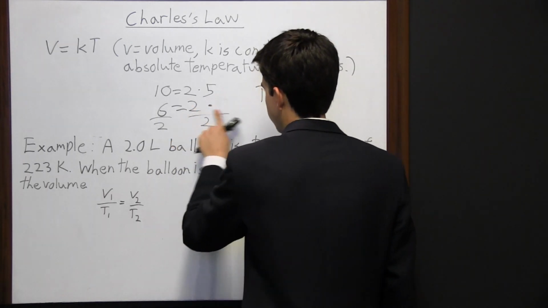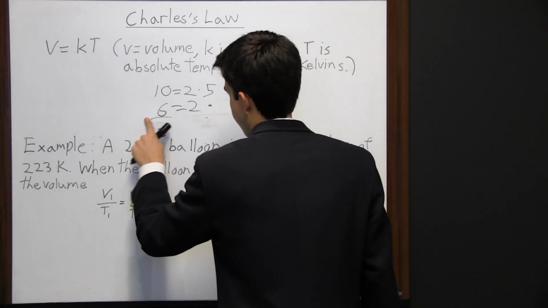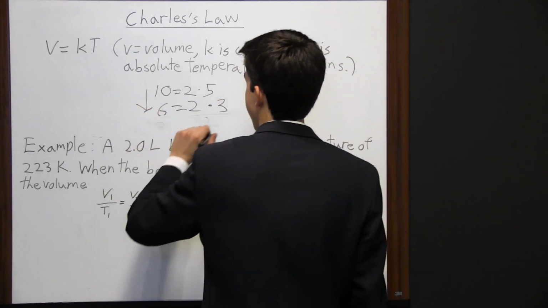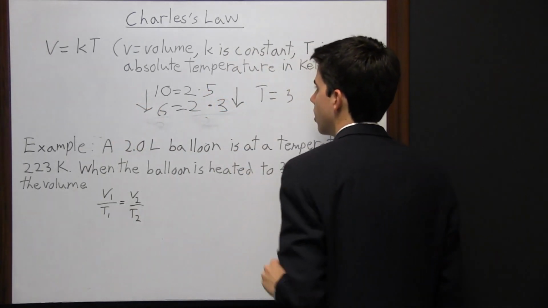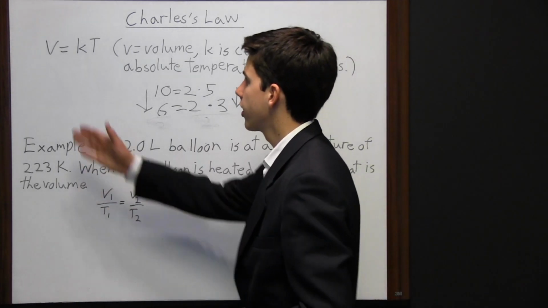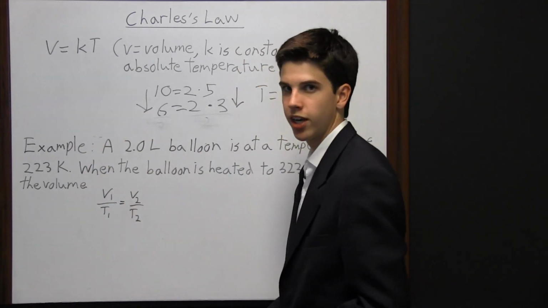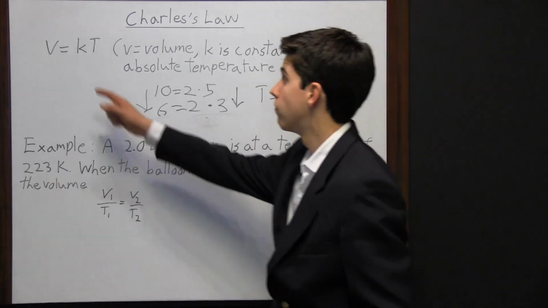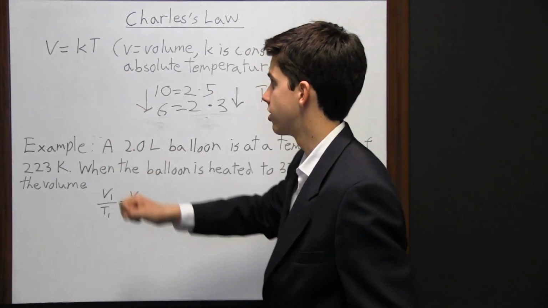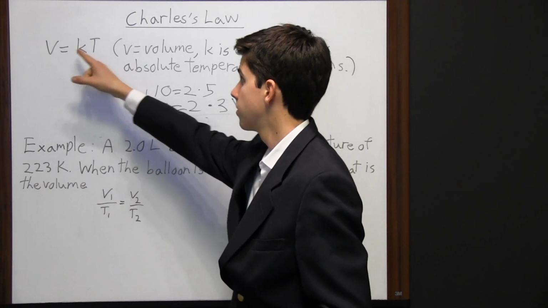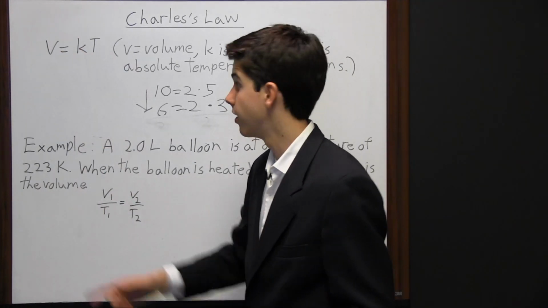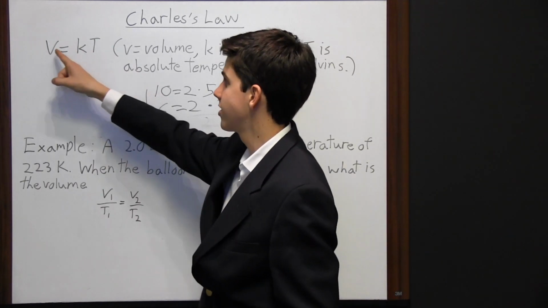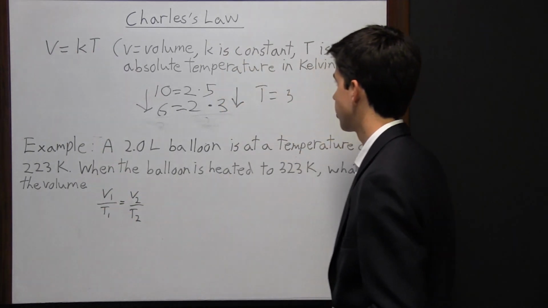So now, I'm just going to erase all this real quick. T equals 3. So volume went down, and so did temperature. So we can see here that volume and temperature are directly related. In other words, what happens to one variable will also happen to the other. If volume decreases, temperature will decrease. If temperature decreases, volume will also decrease. And if volume increases, temperature will increase. And if temperature increases, volume will also increase.